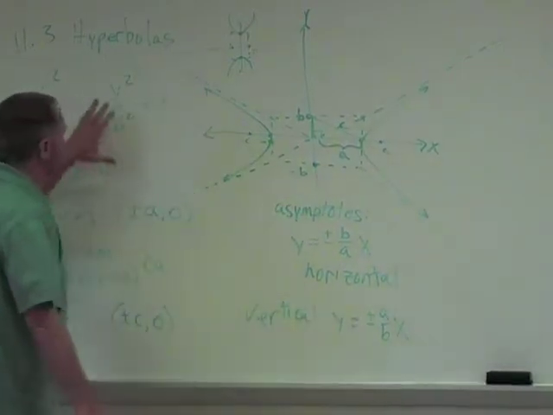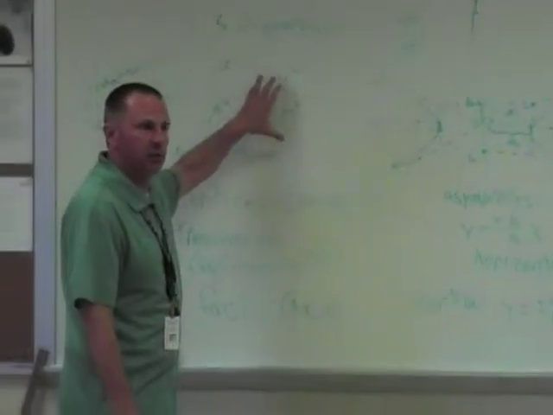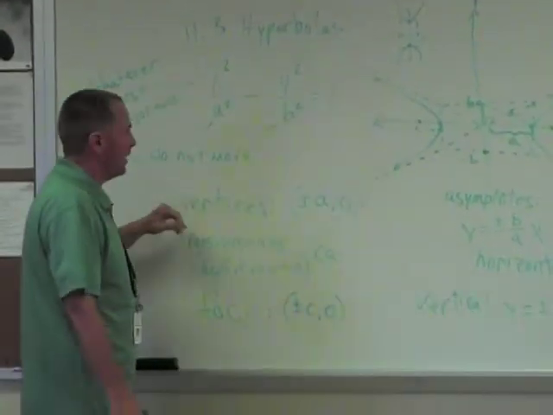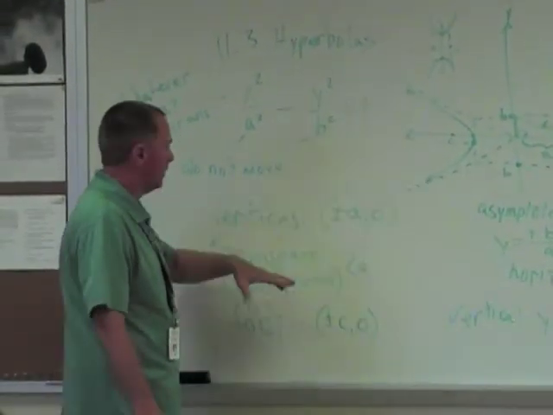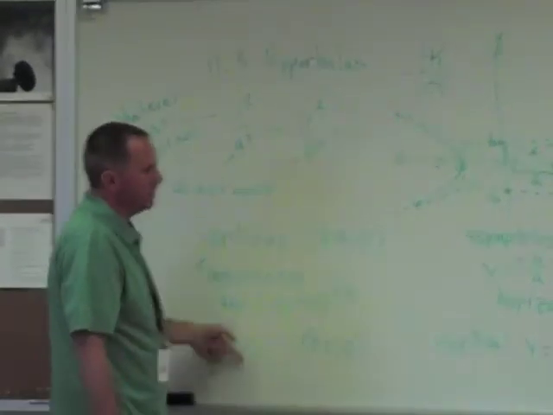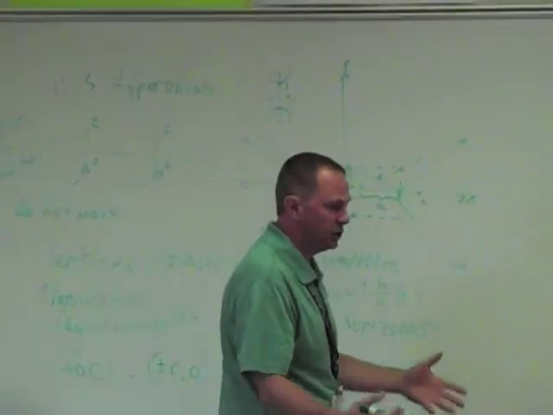What do you have to do? One, you've got to make sure that you're in the right form. Two, you're going to find A, B, and C. And then three, because you have A, B, and C, you can find the vertices, the focal points, and the asymptotes. So let's do a problem.